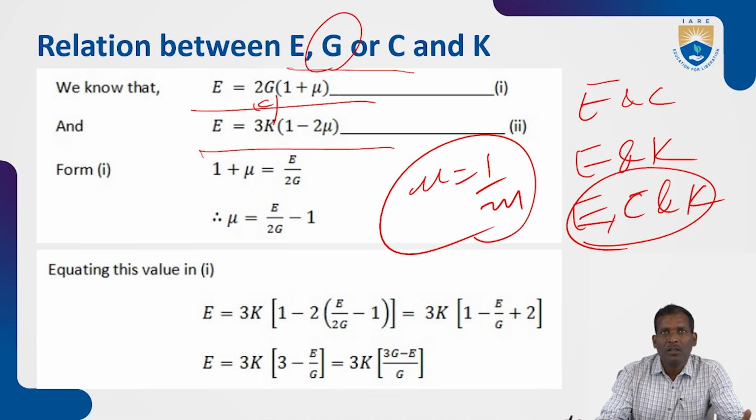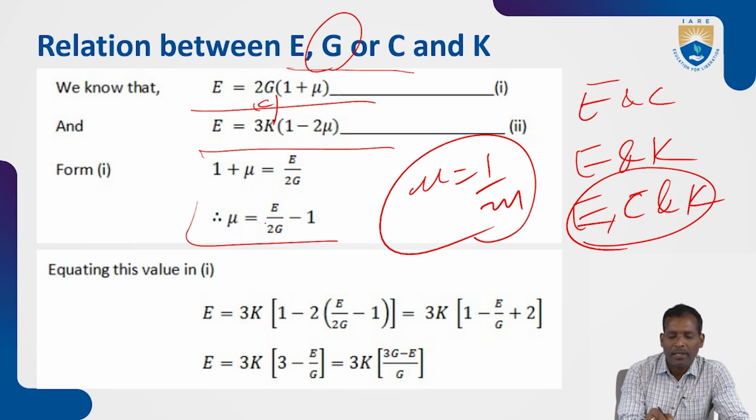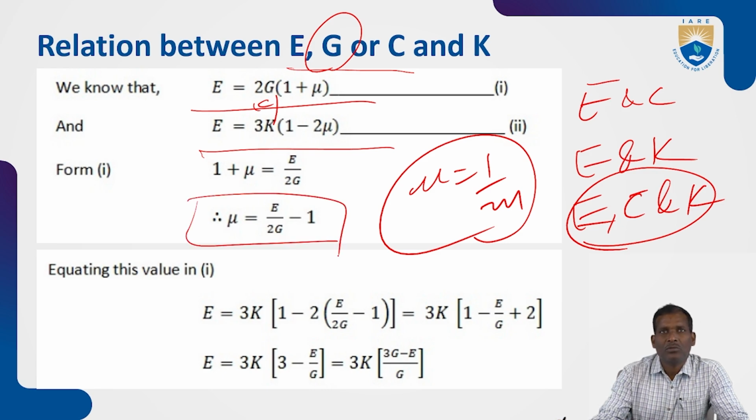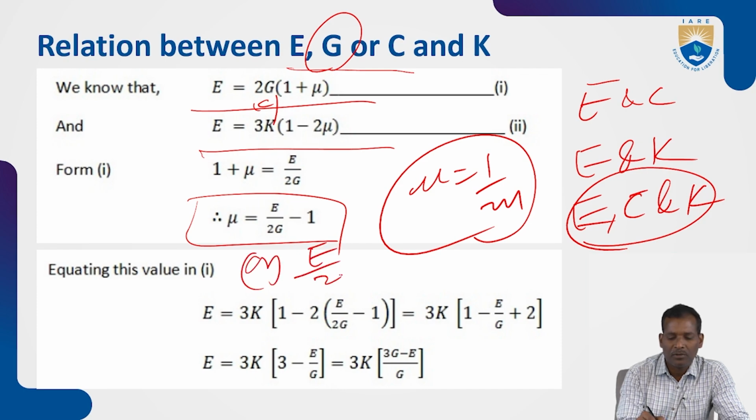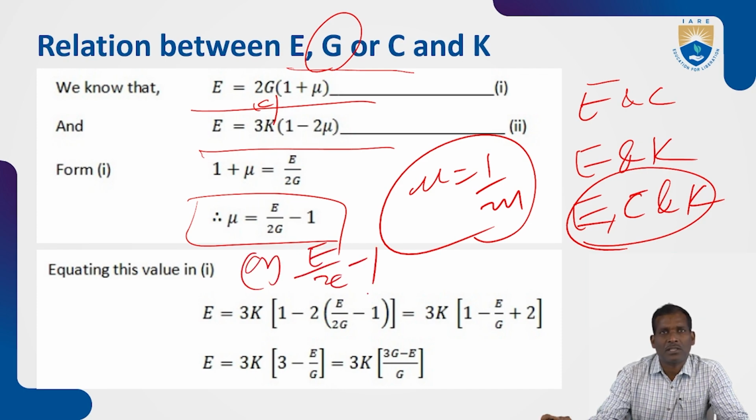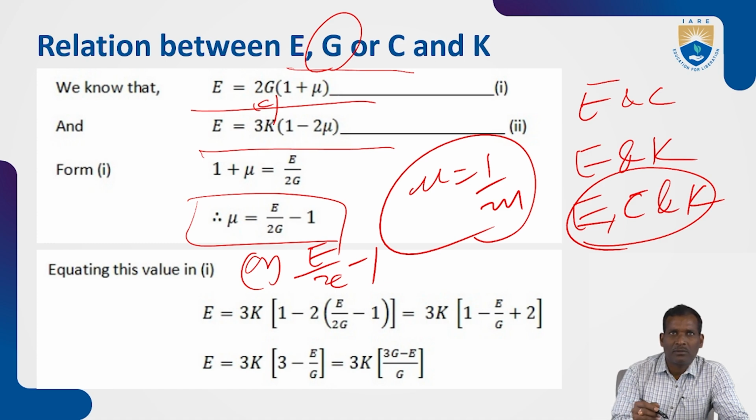Now from the first equation, you can write mu is equal to E by 2G minus 1. 2G or 2C, don't confuse here, both are the same: E by 2C minus 1. So substitute this mu value, E by 2C minus 1, in equation 2.